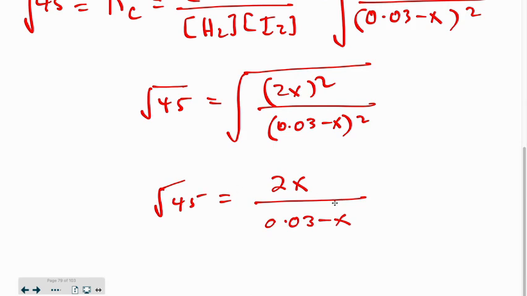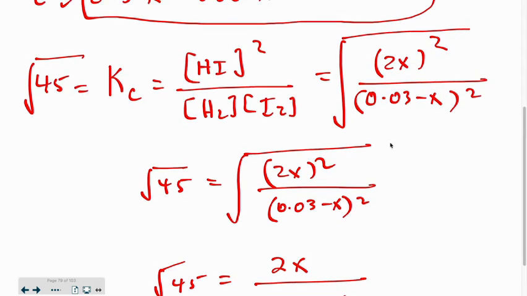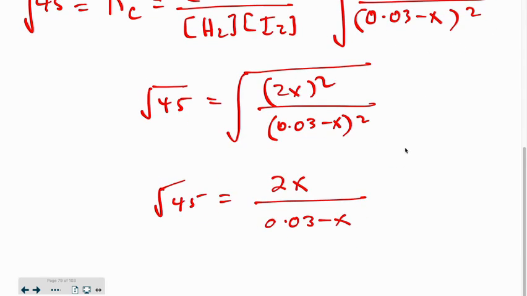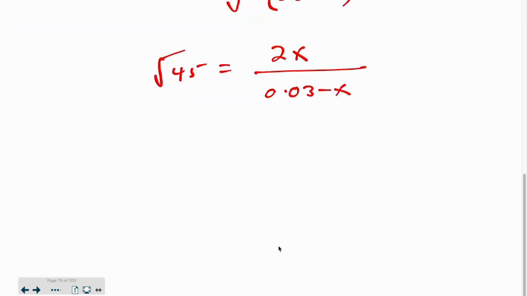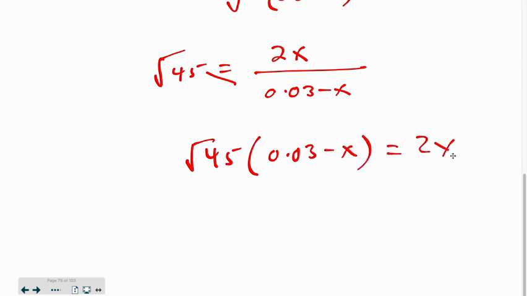Now, I don't have a calculator with me right now, but this is obviously a lot easier to solve than this, right? If you had the original equation. So here, basically the way you would solve this is this would cross multiply into that. The square root of 45 would multiply into 0.03 minus x, and that will all equal 2x. Now, you'd have to solve this, find the square root of that, and then you can isolate for x.